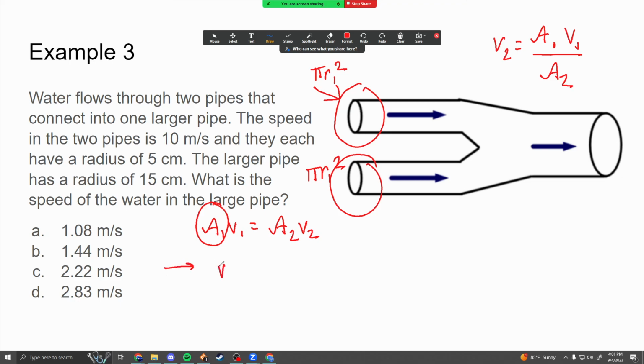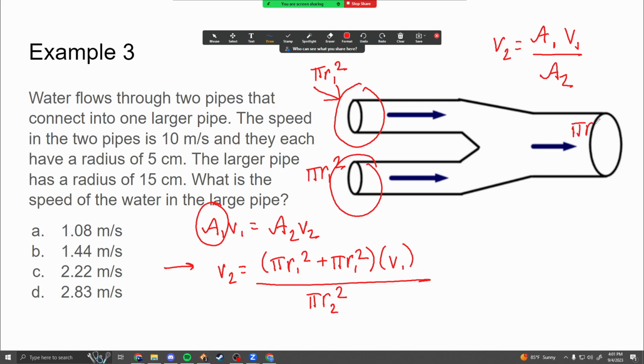So V2 equals pi r1 squared plus pi r1 squared. Again, just adding the areas of both of these, times V1 divided by pi r2 squared, which is just the area of this. Okay, pi cancels, as we know, because I could just factor pi out of that. So this is 2 r1 squared V1 divided by r2 squared.